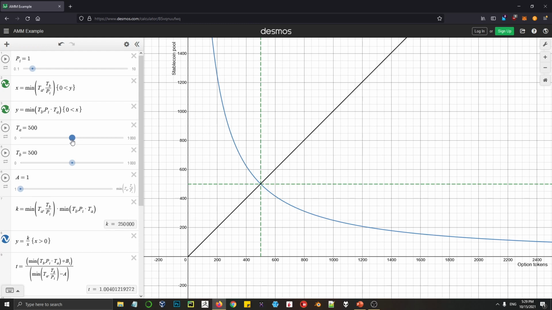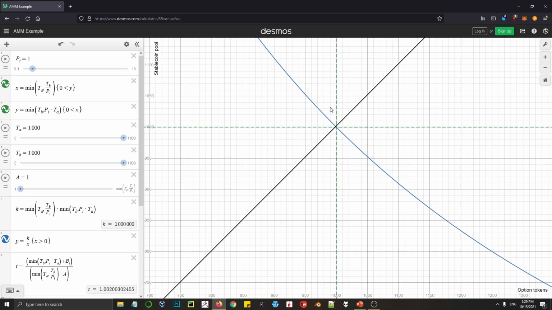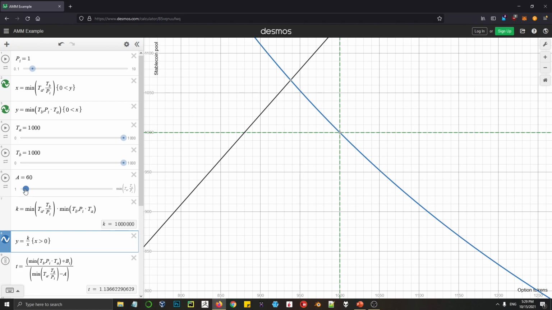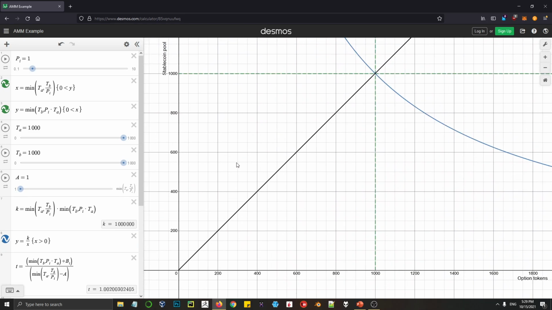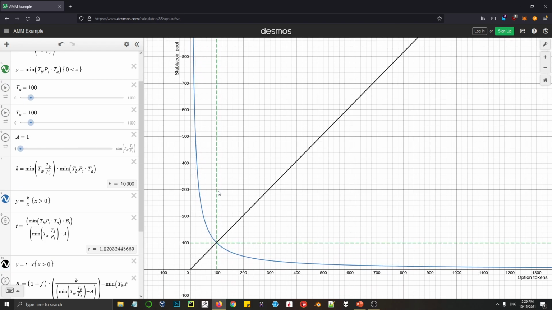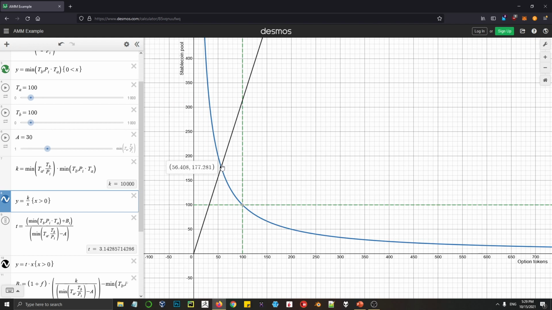As more people add tokens to the pools, this blue line starts to flatten more and more. What this means is that for every additional unit of buying, the price does not have that much of an impact. But as there's less and less liquidity, let's say we move liquidity to 100, there's 100 options and 100 stablecoin tokens. As you start to buy more and more units, let's say you buy 30 out of 100, each additional increase results in more and more of a price impact.